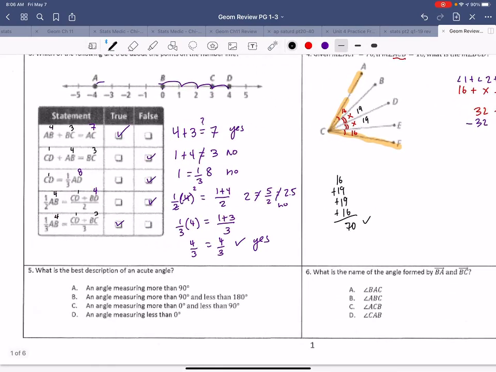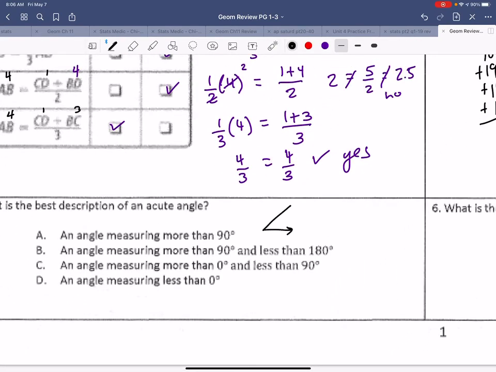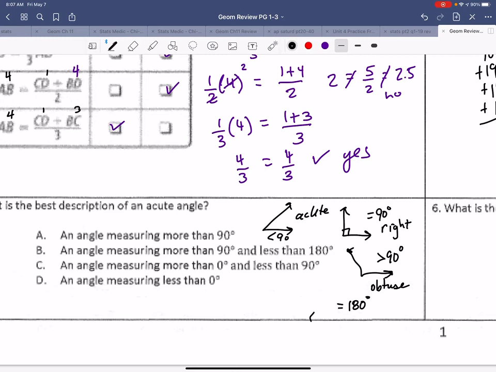What is the best description of an acute angle? Okay, so we have a number less than 90 is acute, or excuse me, an angle measurement. An angle measurement at 90 is right or perpendicular, right? And an angle greater than 90 is obtuse. And an angle equal to 180 is called a straight angle. So just a quick review there.